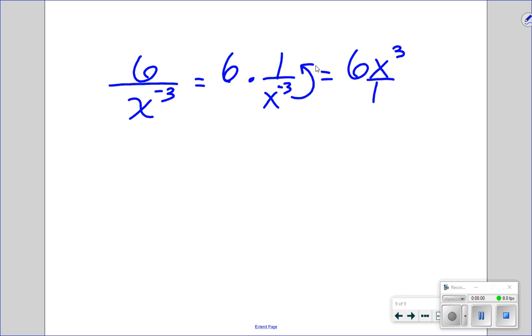So in this example, the negative exponent causes it to move positions in the fraction. If it's on the bottom, it'll move up. If it's already on the top, it'll move down. That's kind of what a negative exponent means. So that's a quick overview of what negative exponents and what 0 as an exponent means.